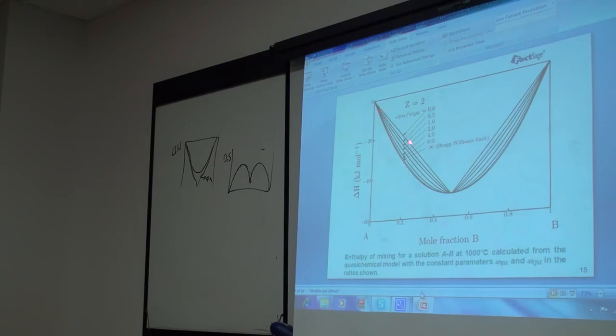Okay, so this first one here is almost two straight lines coming down to the minimum. The outer one is the x1, x2. Okay, so the ratio.